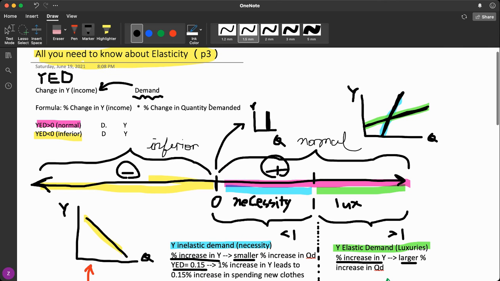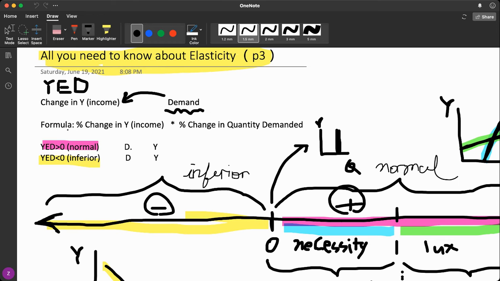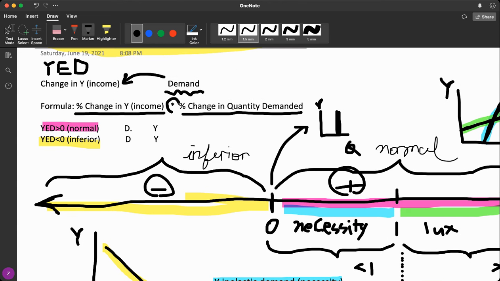And how we're going to calculate this is a little bit different too, since it is the percentage change in quantity demanded of a good multiplied by the percentage change in income. It's not a division equation like how we generate PED and PES anymore, right?